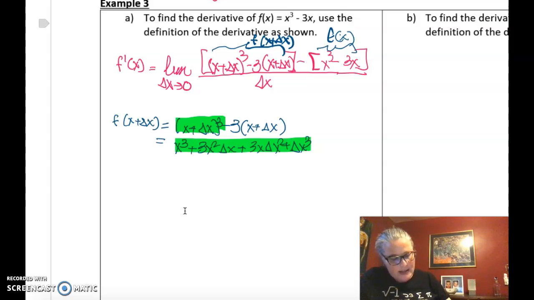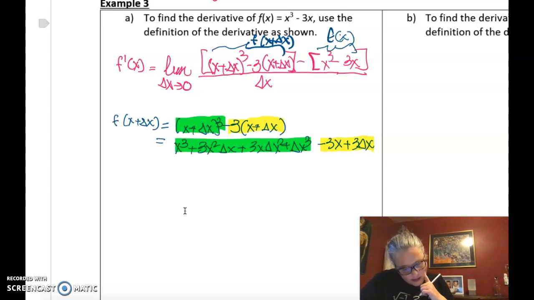That corresponds to this. And then minus 3x plus 3 delta x. And that would be, sorry, that's my little dog complaining. Here, that's that part here. So to highlight. And then I'm just going to simplify a little bit. I don't think I have any like terms at all. So I'm just going to leave it as it is.